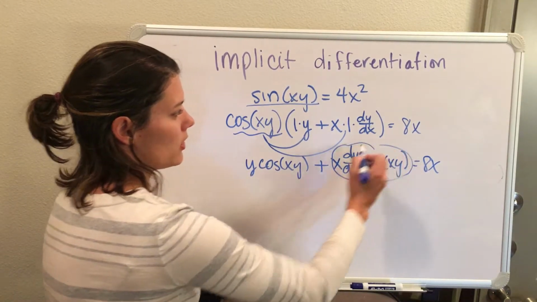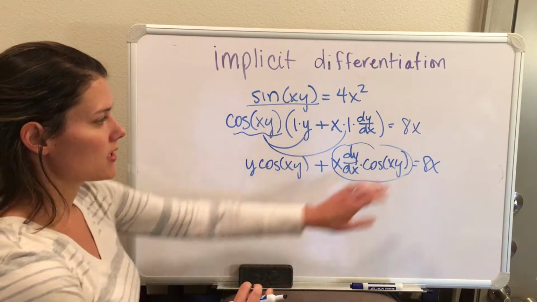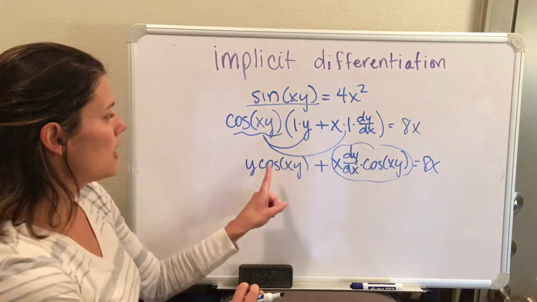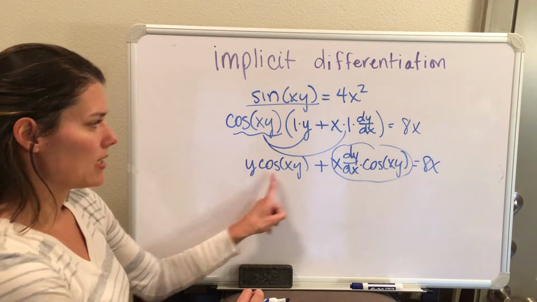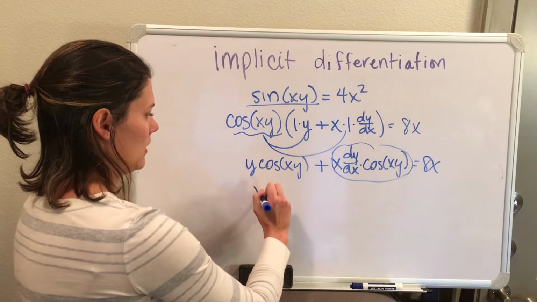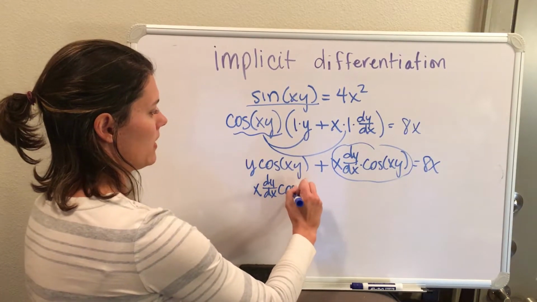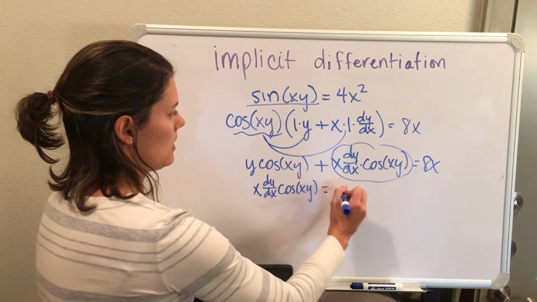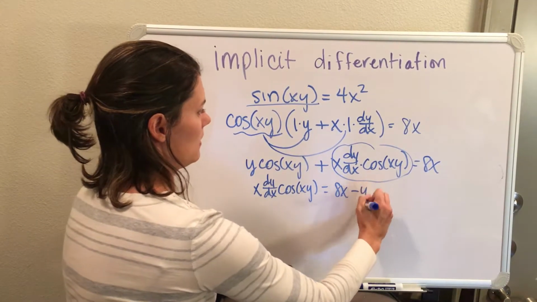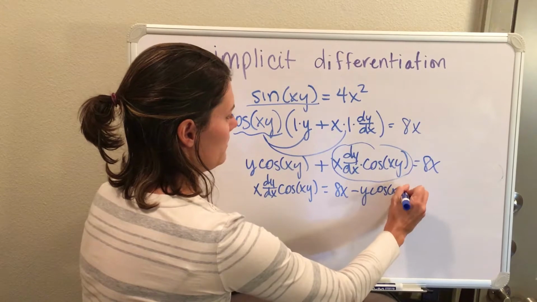This right here is your only dy over dx term, so this is the only one that will stay on this side, but this term doesn't have it in there, so I need to subtract that over here. So I have x dy over dx cosine of xy equal to 8x minus y cosine of xy.